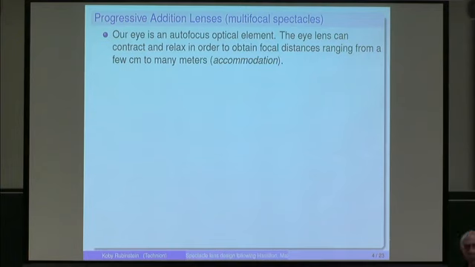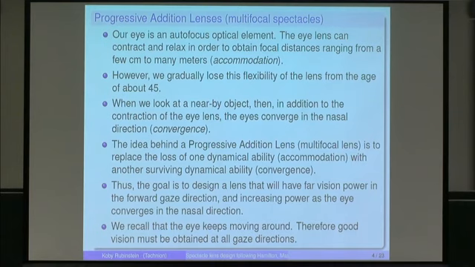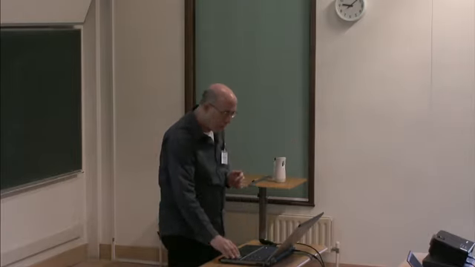Now, where the need comes from: the eye is an autofocus optical element, so when you look at a nearby object, it accommodates. However, this ability is lost gradually when we reach the age of 45, and it's getting worse and worse. But we still maintain another dynamical property, which is convergence. We look at a nearby object, the eyes move toward the nose. So the idea behind progressive or multifocal lenses is to use this dynamical ability, the convergence, to overcome the loss of accommodation. So the optical power changes in the nasal direction. When the eye moves toward the nose, the optical power increases to compensate for the loss of my accommodation ability.